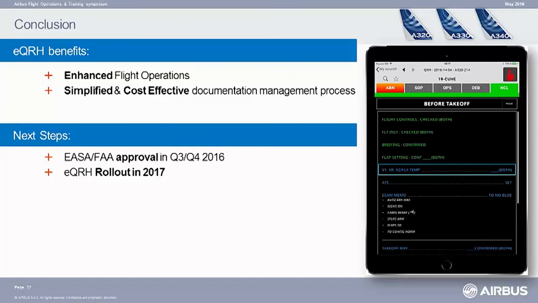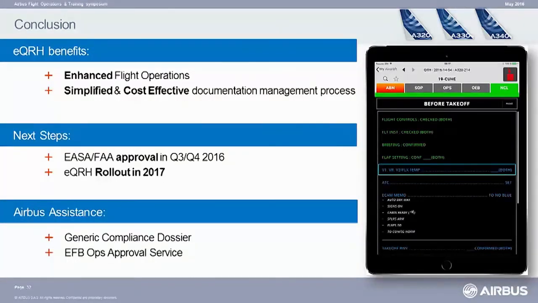What are the next steps? We will run the approvals with the EASA and the FAA in the second half of 2016, and the eQRH rollout is planned in the beginning of 2017. And like for the other products, we will provide you assistance. First, the generic compliance dossier will be available for you to help you approve this new application. And we will provide you with an EFB Ops approval service included in the FlySmart approval services.